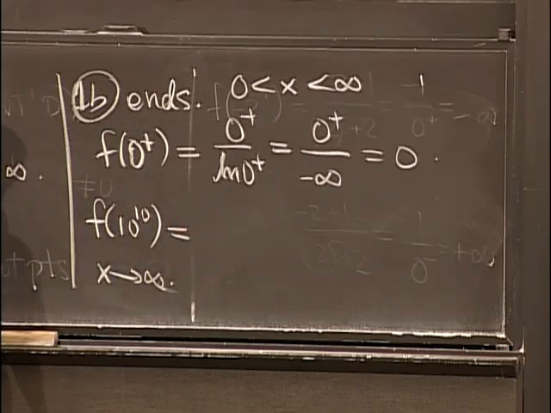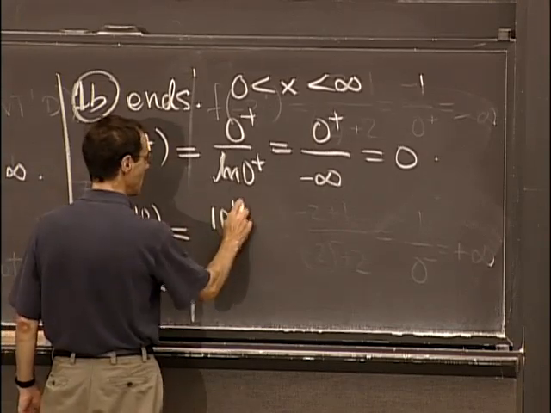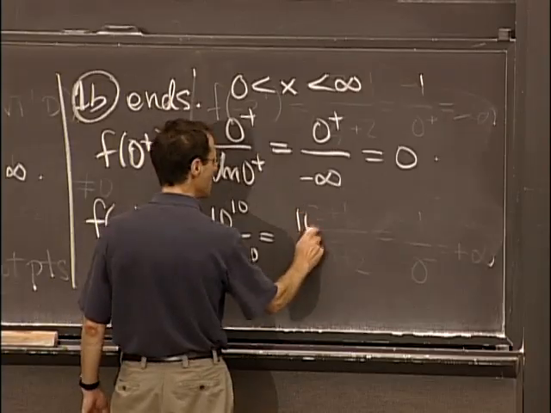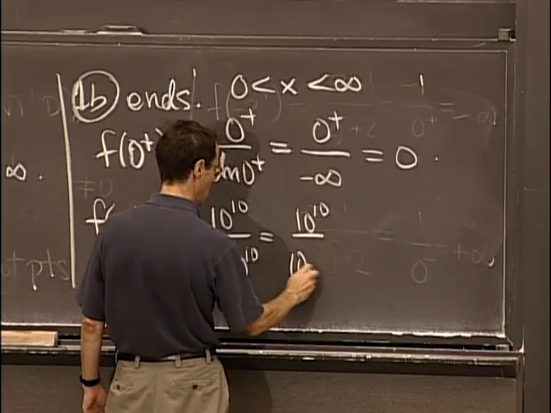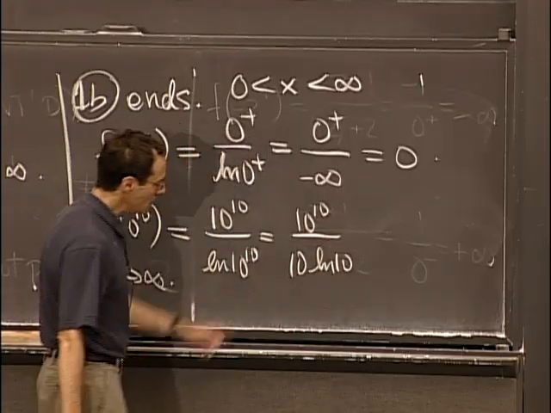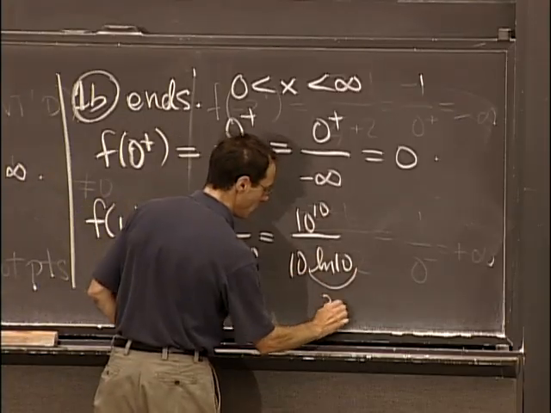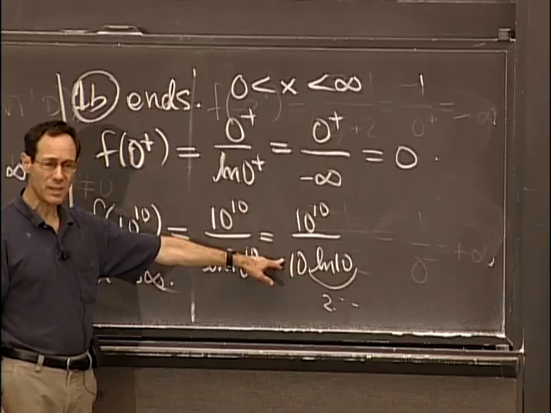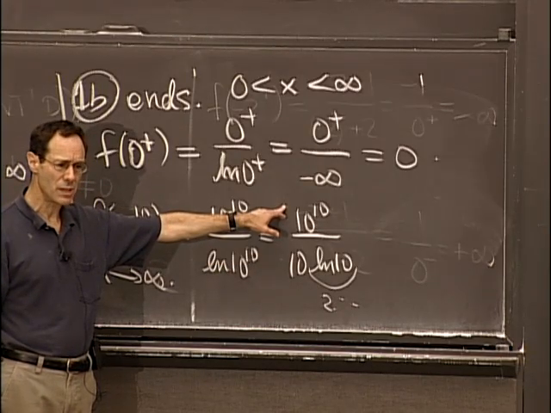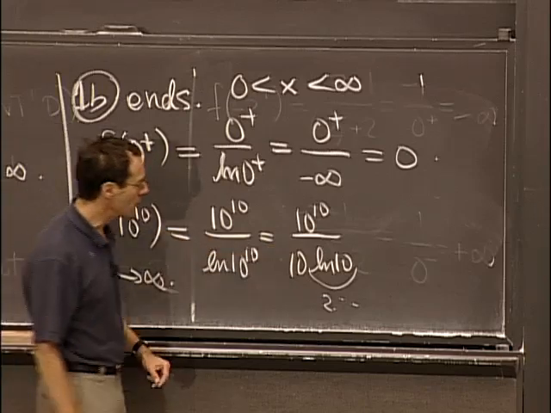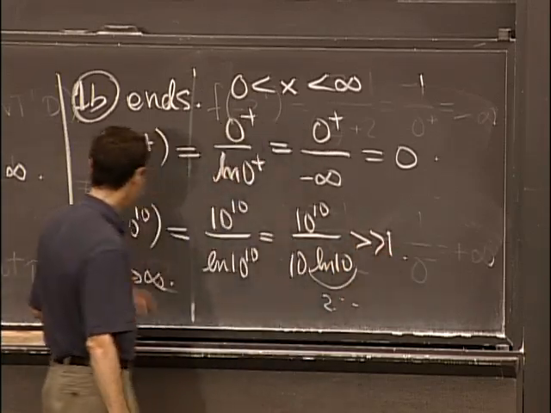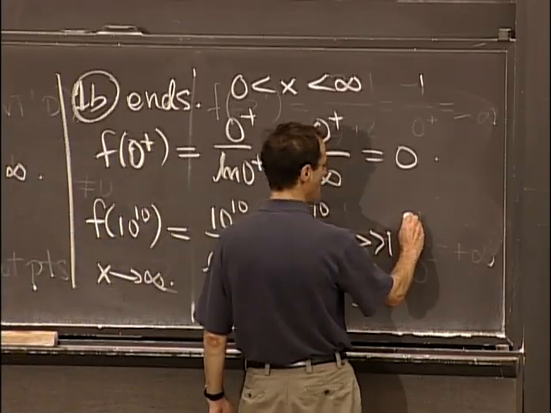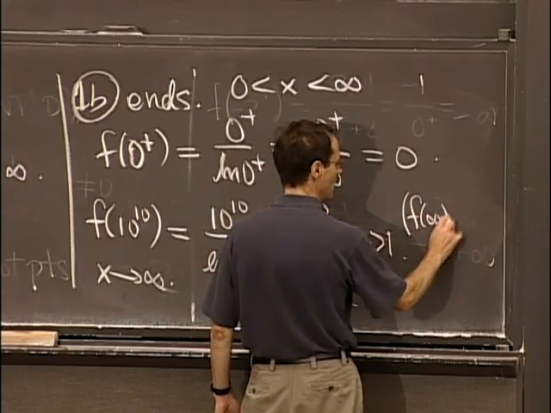So if I plug in 10 to the 10th into x over log x, I get 10 to the 10th divided by the natural log of 10 to the 10th, which is 10 times log 10. So the denominator, this number here is about 2 point something. All right, 2.3 or so. So this is maybe 230 in the denominator, and the numerator is a number with 10 zeros after it. So it's very, very large. I claim it's big. And that gives us the clue that what's happening is that this thing is infinite. So in other words, our conclusion is that f of infinity is infinity.